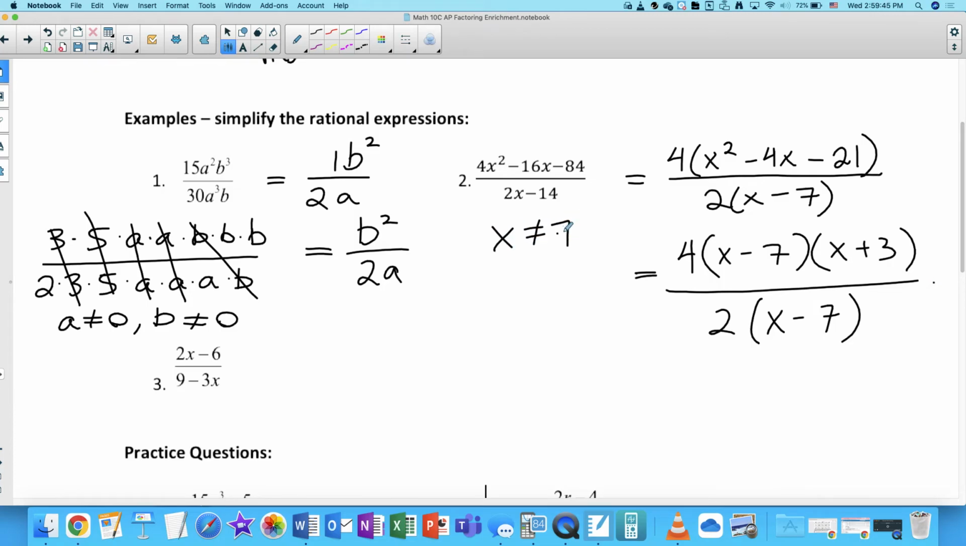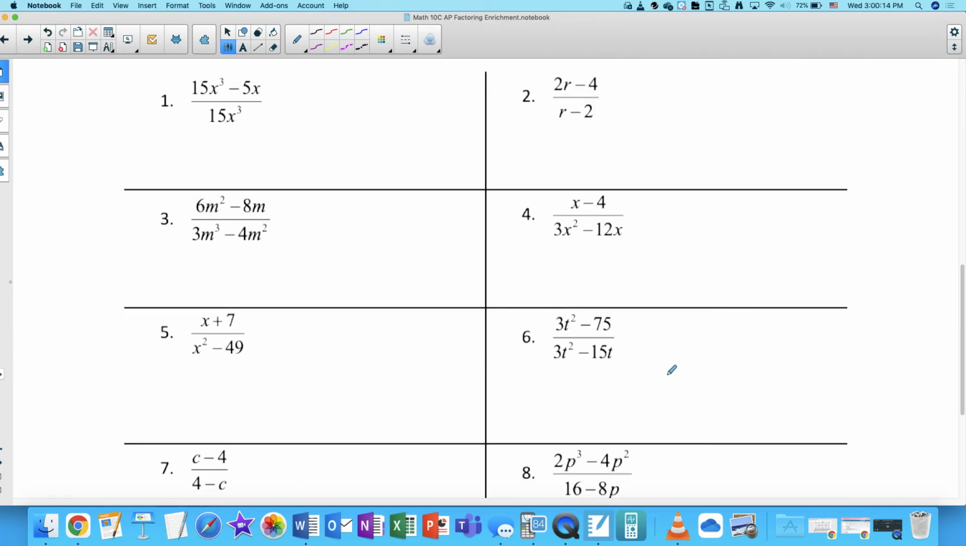Okay, but once we write that down, oh, there's some common factors. So that is common. And 4 over 2 is 2. So what we're left with is 2 times x plus 3. Okay, questions with that? All right, so I would like you guys to just practice these 8 questions. And I think we'll leave it there.